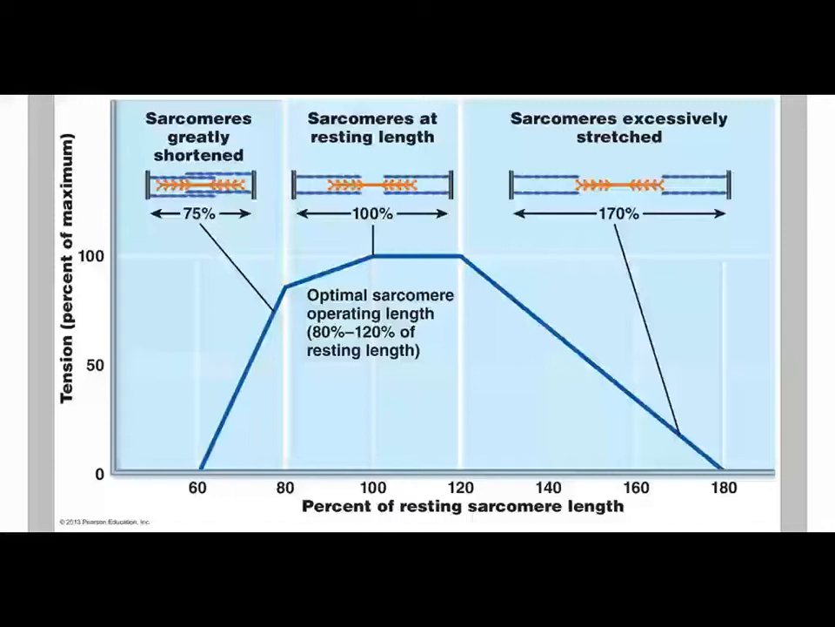But over here on the right, we see once we get the muscle stretched too far, that contractile strength goes down significantly. And that's because, as we see in this picture, the myosin cannot really grip the actin. Most of the heads are unable to grip any actin. So we don't get a very strong contraction from that.